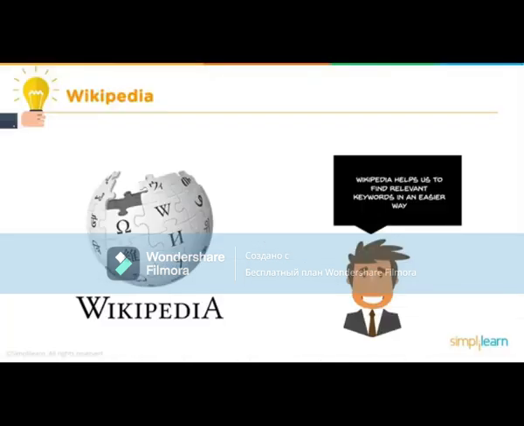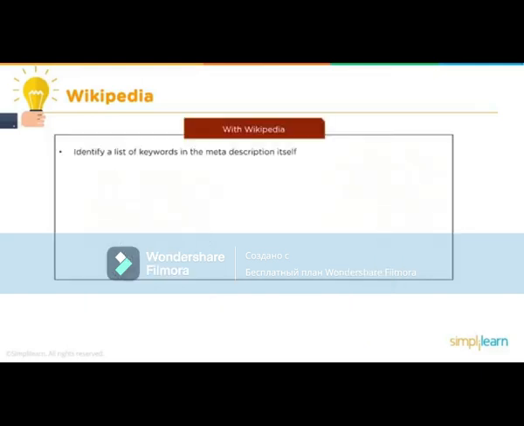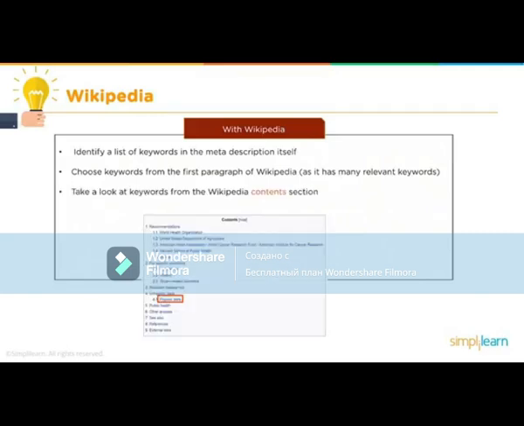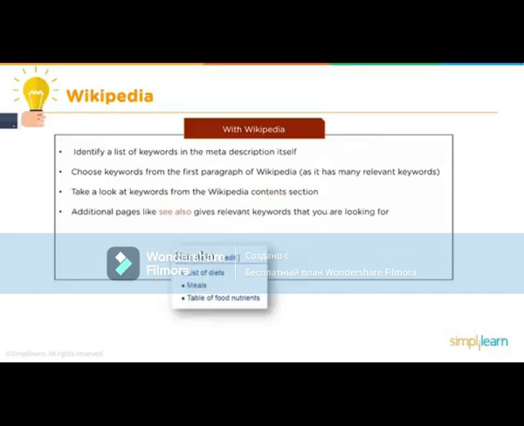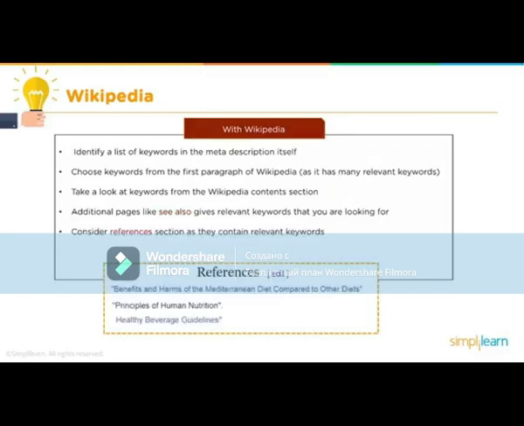Wikipedia is a vast platform of content. So we could turn Wikipedia into our own asset and use it to our own advantage by finding relevant keywords in an easy fashion. With Wikipedia, we can identify a list of keywords in the meta description itself. We could choose keywords from the first paragraph of Wikipedia that has many relevant keywords, or we could take a look at keywords from the Wikipedia content section. We can also see additional pages like the See Also section that gives relevant keywords that you're looking for. We can also look at the references section as they contain relevant keywords.